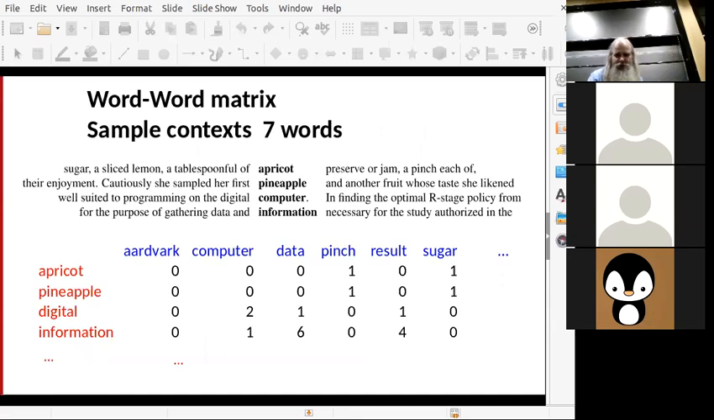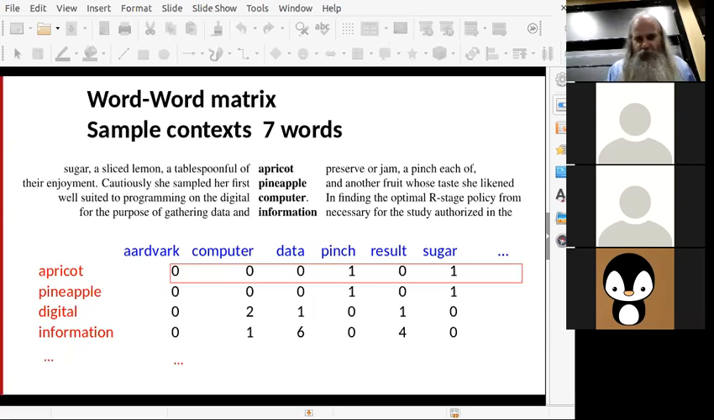So for example, what we can do is we can look at the context with 7 words before, 7 words after, and we can start collecting them for apricot, pineapple, digital, information. So we can look at the word apricot that appears in the first line there, and we notice with our other words along the top that could appear in the context. Now, of course, that's really going to be incredibly long. That's going to be our 10,000 word wide vector.